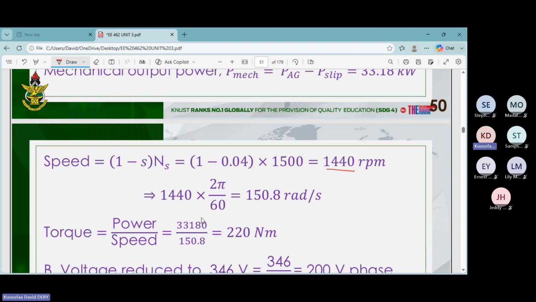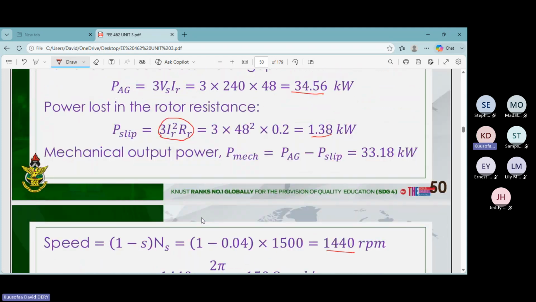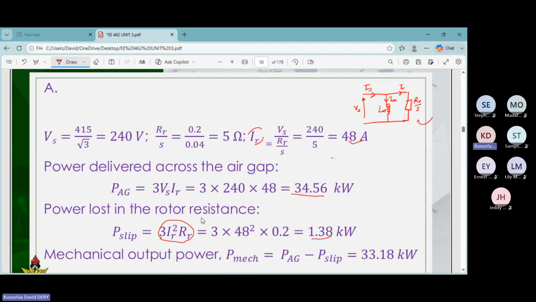So that is how you go about the first part of the question. So realize that the formulas that we saw, we are just making use of them. That is all we are doing.